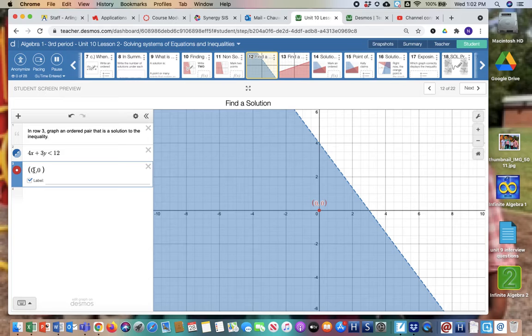Now I'm going to change these numbers up. What about 4, 0? No, it's not. What about 3? Well, that's on the dotted line. It's a dotted line, so that would not be a solution.